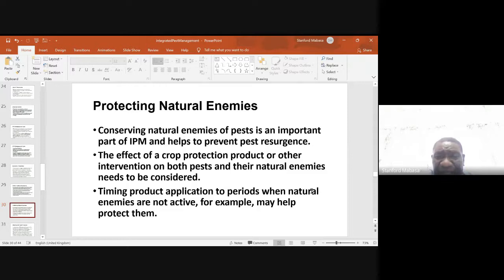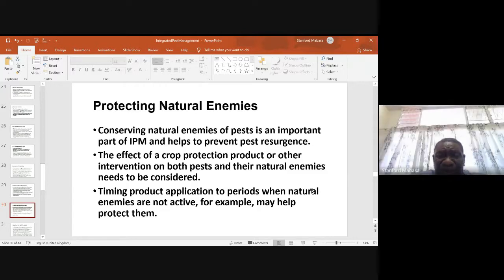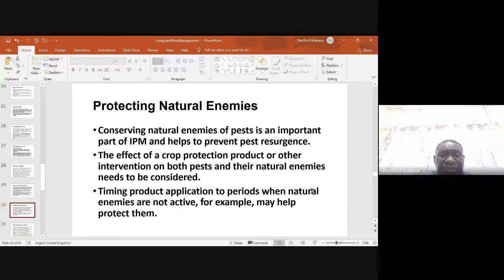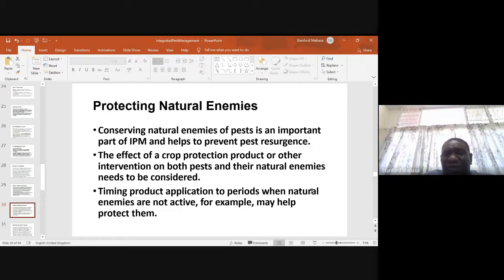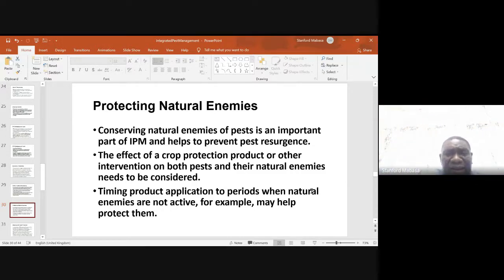Timing of application to periods when natural enemies are not active, for example, may help to protect them. If we know the dynamics of our natural enemies, if we know when they are at their peak populations, we should avoid putting pesticides. When they are at their low populations, maybe we come in and put pesticides.